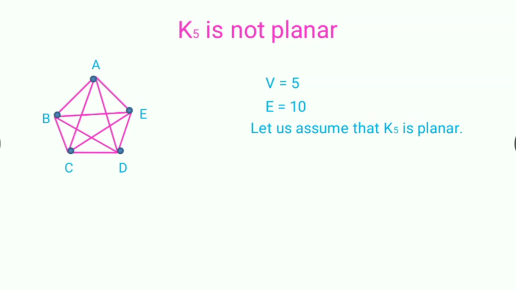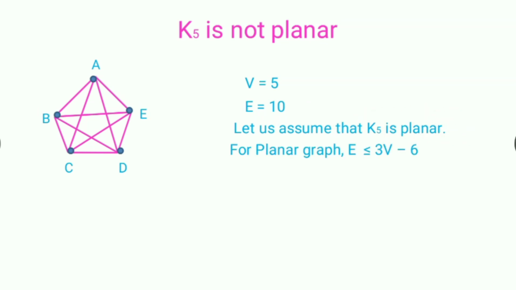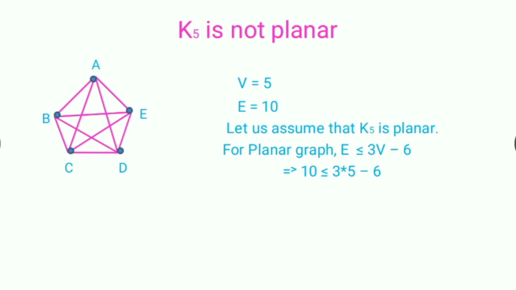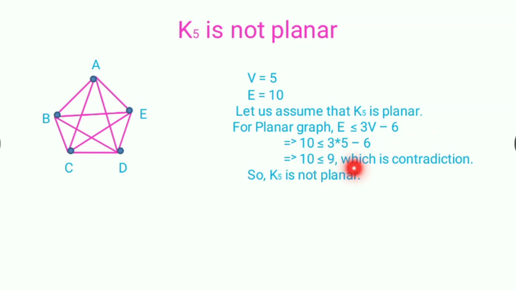Let us assume, for contradiction, that K5 is planar. For a planar graph, we have just proved the inequality that e is less than or equal to 3v minus 6. So let's put the number of edges, 10, less than or equal to 3 times the number of vertices, 5, minus 6. When you solve this, you get 10 less than or equal to 9, which is a contradiction. 10 is greater than 9, it can't be less than 9. So our assumption that K5 is planar is wrong. K5 is not planar.